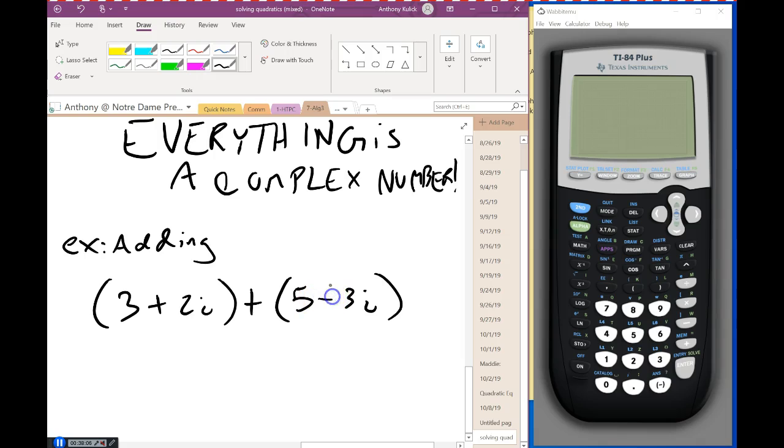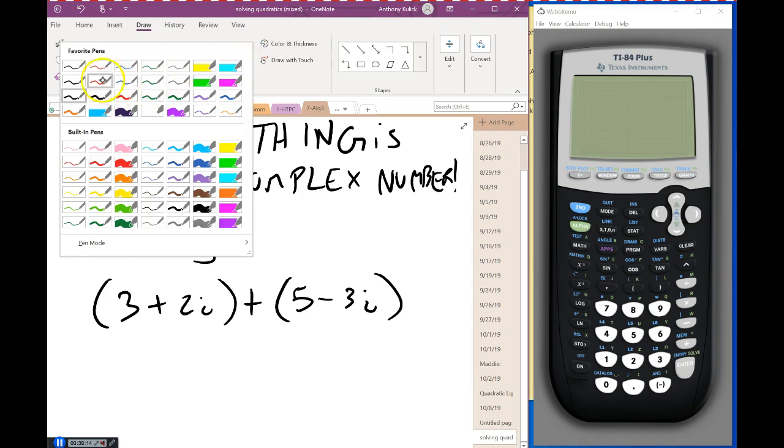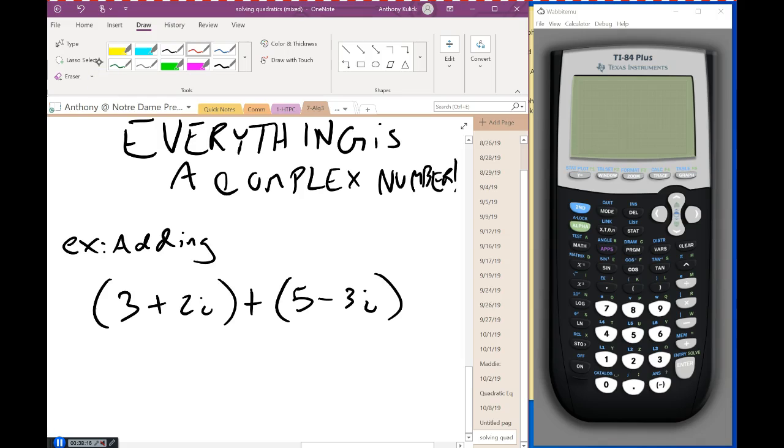So let's say we're adding the two complex numbers, 3 plus 2i plus 5 minus 3i. How would you hope that the addition here would work? Under best case scenario, if you were to pick how the addition was going to work, how would you want it to work?